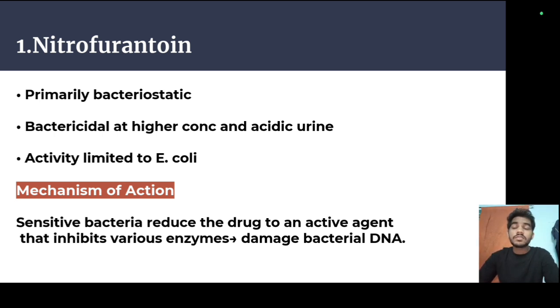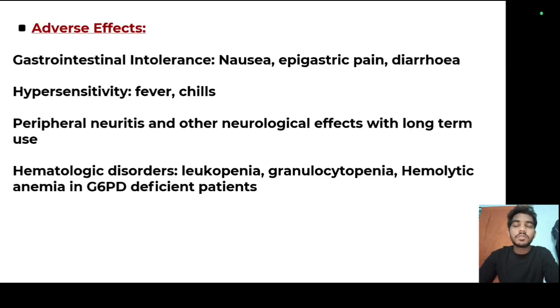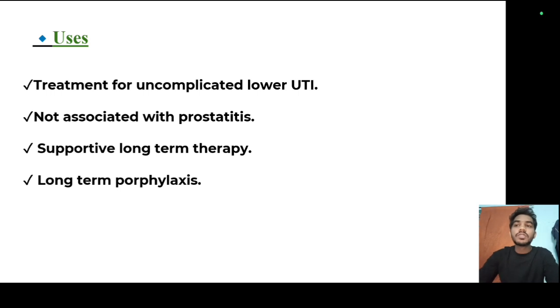In the mechanism of action, sensitive bacteria reduce the drug to an active agent that inhibits various enzymes of the bacteria, which ultimately damages the bacterial DNA and inhibits the growth of bacteria. That's why nitrofurantoin is primarily bacteriostatic. Adverse effects of this drug include gastrointestinal intolerance, hypersensitivity reaction, peripheral neuritis. It is useful in the treatment of uncomplicated UTI and long-term prophylaxis.